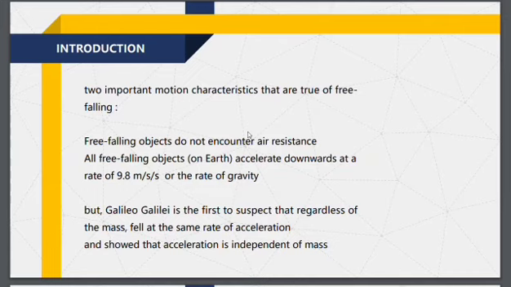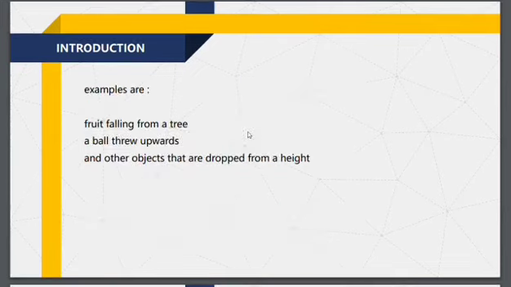Galileo Galilei was the first to suspect that objects, regardless of their mass, fell at the same rate of acceleration, and showed that acceleration is independent of mass. Examples are fruit falling from a tree, a ball thrown upwards, and other objects that are dropped from a height.